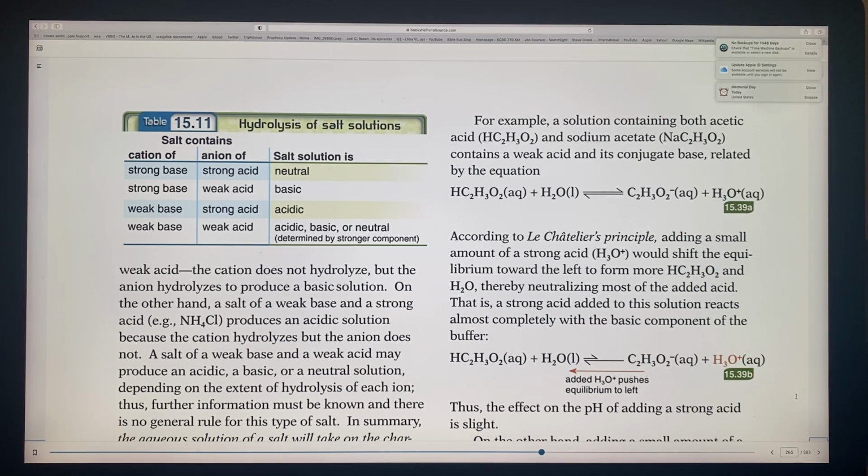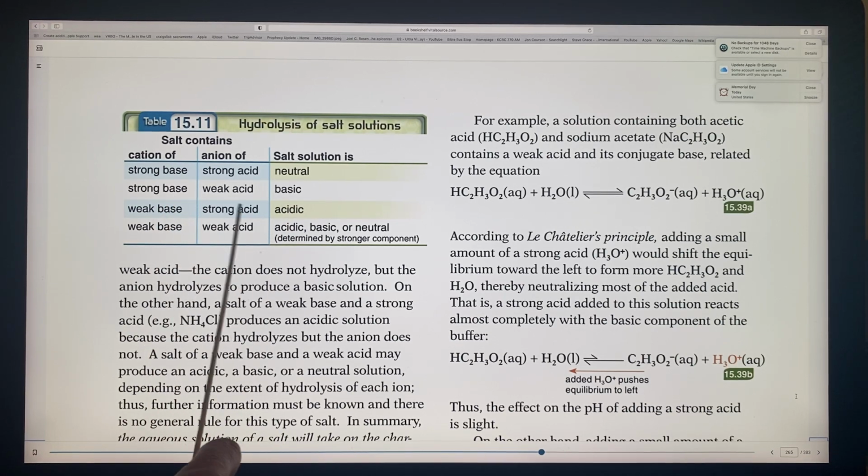So you have a salt that contains the cation of a strong base. We're talking about ions now. So it takes the cation of a strong base and the anion of a strong acid. Strong bases and acids make the salt neutral. This is just what we talked about. You take a strong base and a weak acid. The strong base here makes it basic because the base is strong.